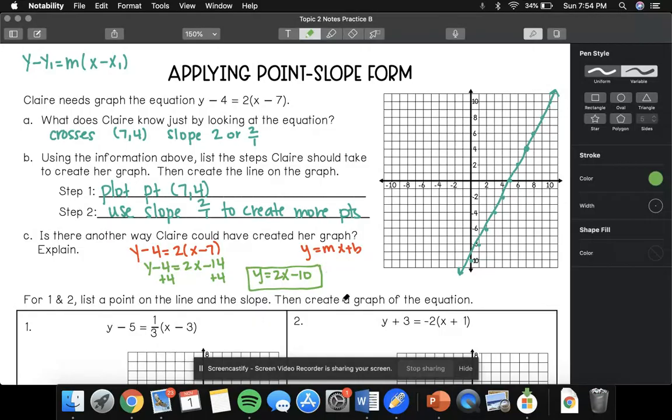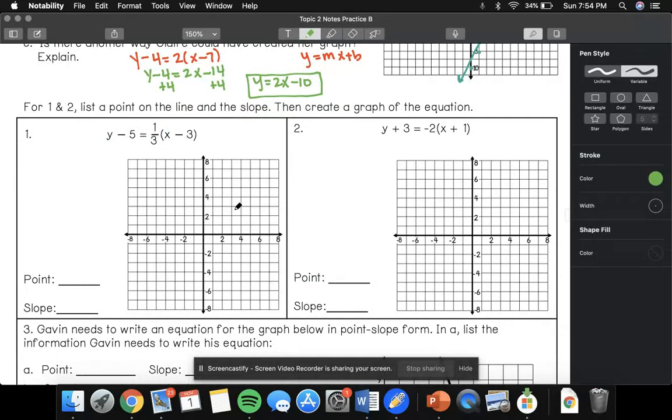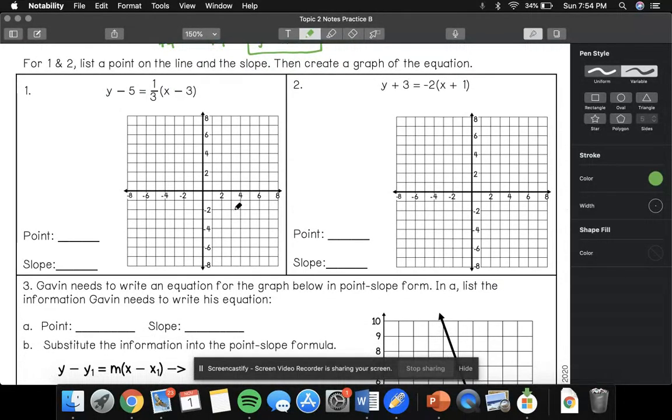And it kind of shows us that we did graph it right, because this would tell us that we would start at negative 10 and we would go up 2 over 1, up 2 over 1. So it looks like we have graphed the equation correctly. All right. So for questions 1 and 2, it says to list a point on the line and then to create a graph of the equation.